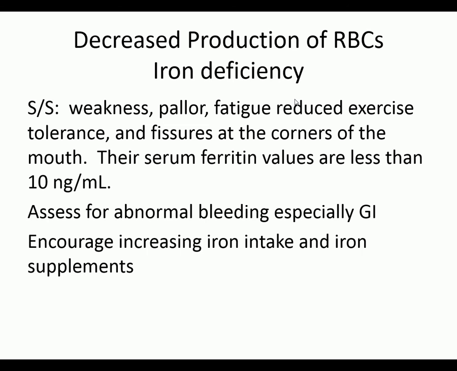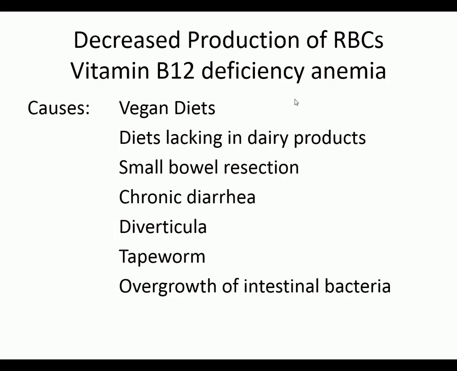Okay. Now, another one of your decreased production in red blood cells is your vitamin B12 deficiency or pernicious anemia. Okay, you're going to see causes of this as your vegan diets, and I have a list of them here for you. It's also called pernicious anemia, like I said, because of the deficiency of intrinsic factor that's needed to absorb your vitamin B12. Okay.